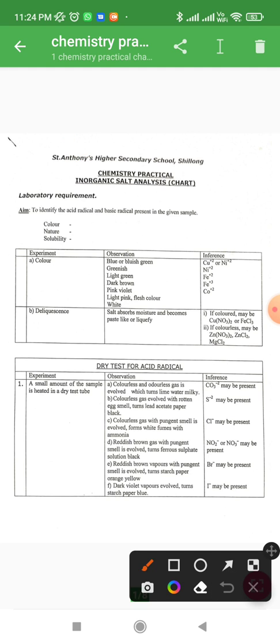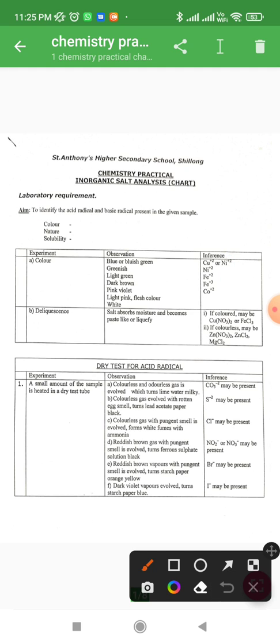The aim of the experiment will be, you can see it's written here, to identify the acid radical and basic radical present in the given sample. Then you have to write down what is the color of the salt, what is the nature of the salt. By nature we mean whether it is crystalline or amorphous. When you will be doing the practicals, how will you identify whether a salt is crystalline or amorphous? When you touch the salt between your fingers, if you can feel the granules, then it is crystalline. And if the feeling is just like talcum powder or turmeric powder, then it is amorphous.